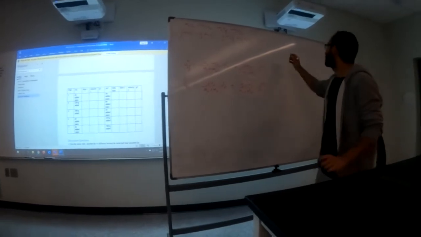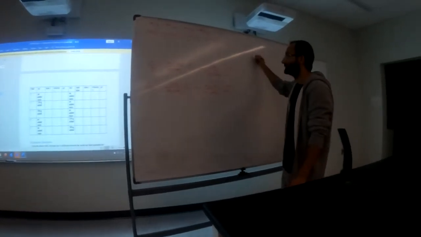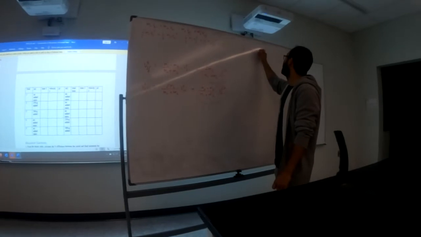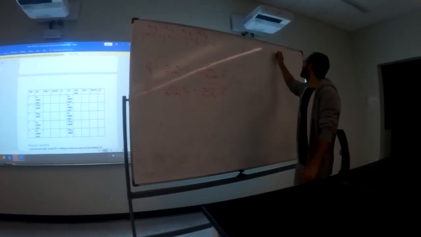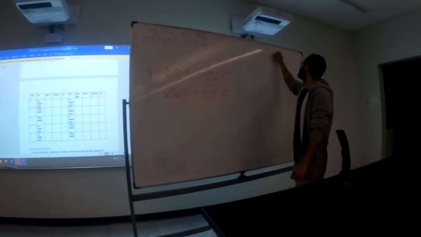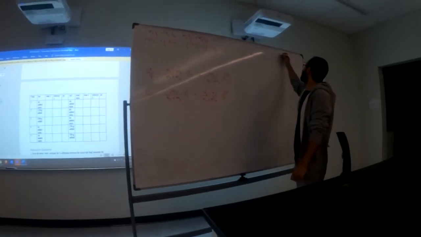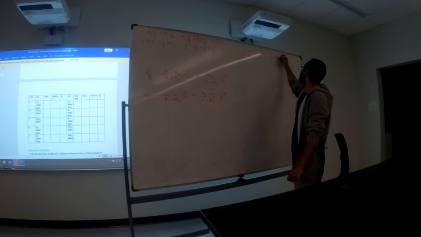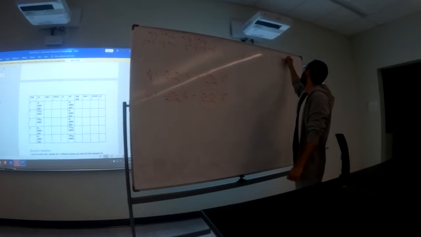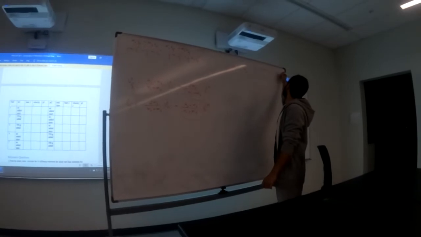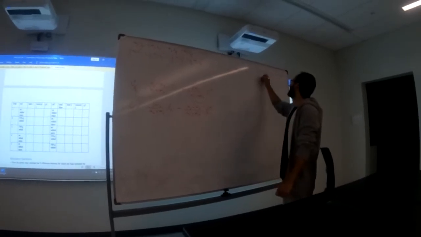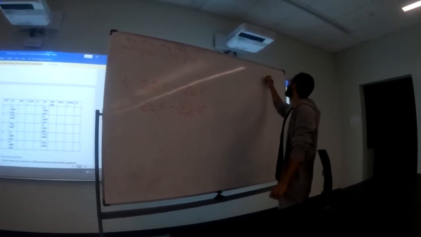Now let's take one of the cases where M1 is much less than M2, which means object 1 is, let's say, a boy on a scooter, and object 2 is, let's say, a semi-truck.